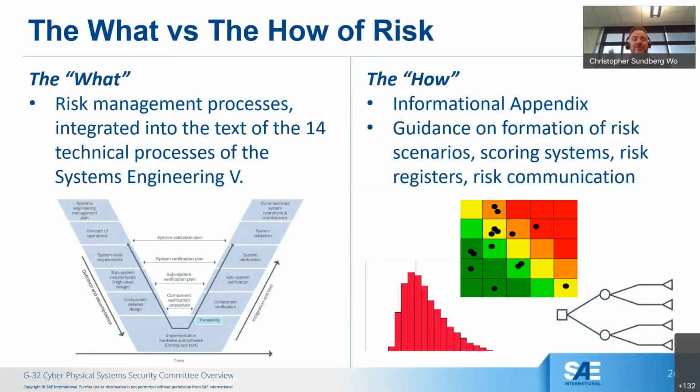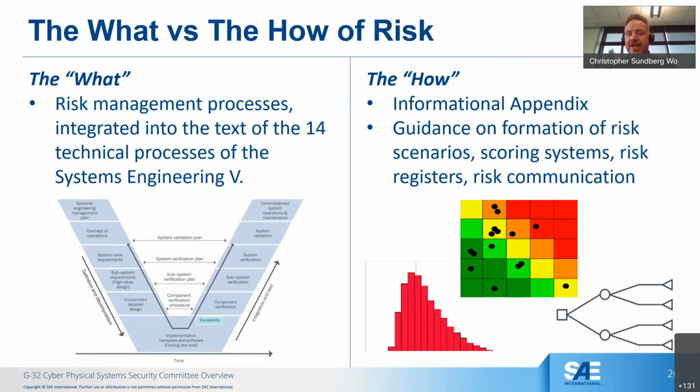I know we've talked a lot about risk, so we're going to really briefly talk about what that risk appendix looks like. So this is the what versus the how of risk. As you can see, we have that systems V process on the left, where we're talking about what risk is inside that engineering process. On the right side, we talk about how. So how are we going to address risk? How do we provide guidance for cyber physical systems practitioners to address that type of risk?